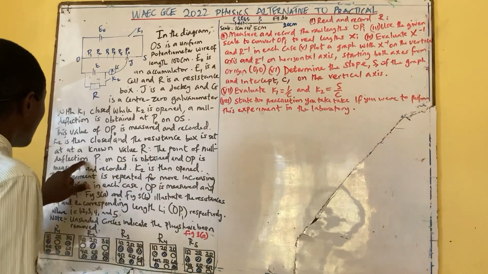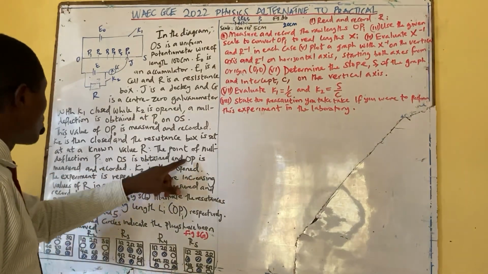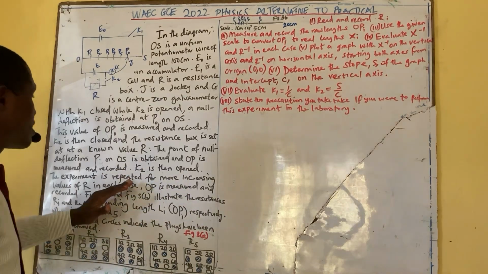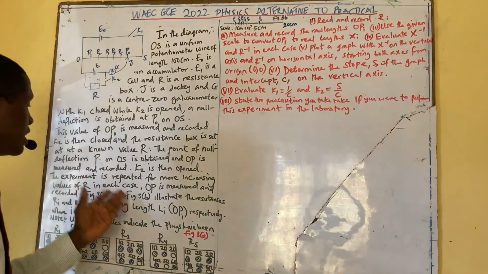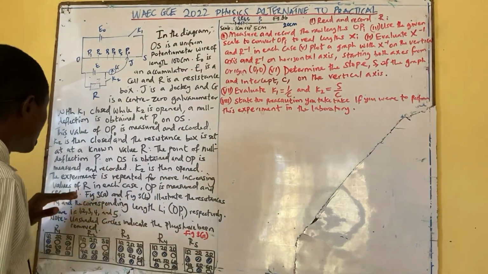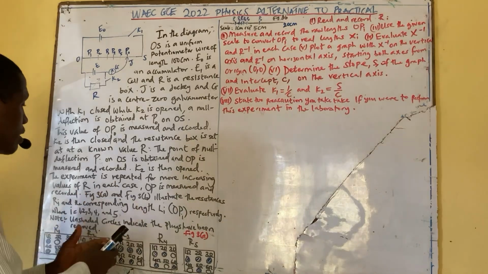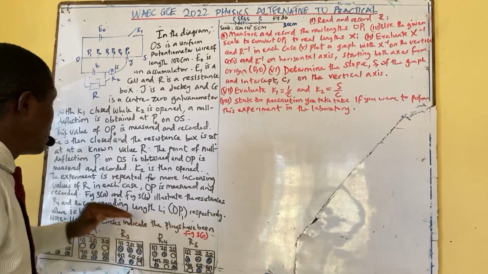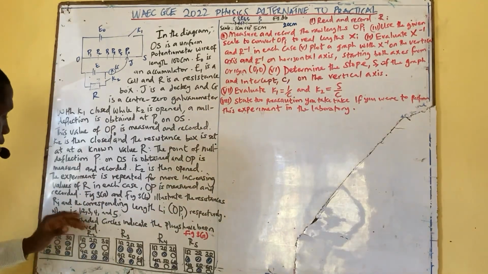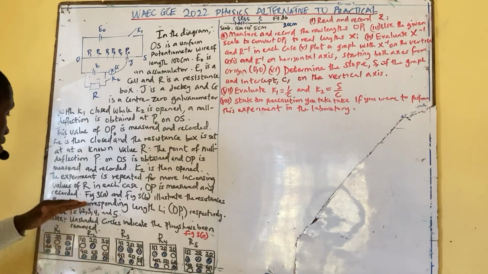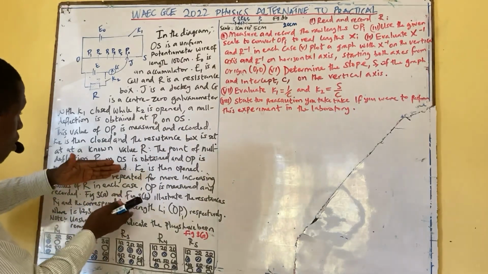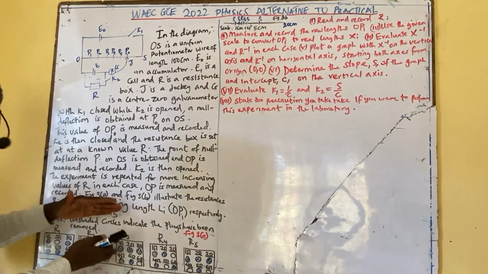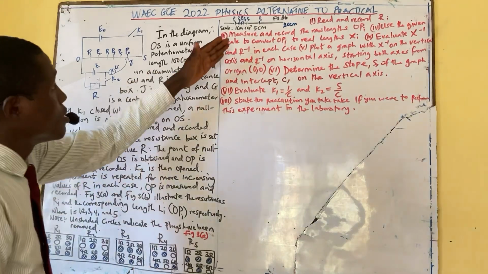The point of non-deflection P on OS is obtained and OP is measured and recorded. K2 is then opened. The experiment is repeated for increasing values of R. In each case, OP is measured and recorded. Figure 3a and figure 3b illustrate the resistance Ri and corresponding Li, OPi respectively, where i is 1, 2, 3, 4, and 5. Now, we are told that the figures obtained for this experiment are summarized in figure 3a and 3b.